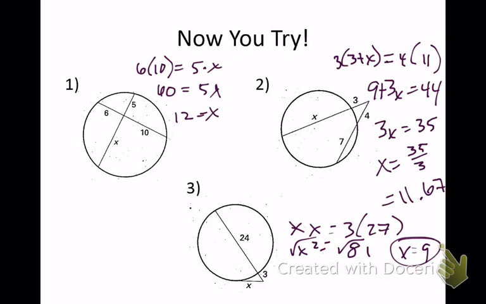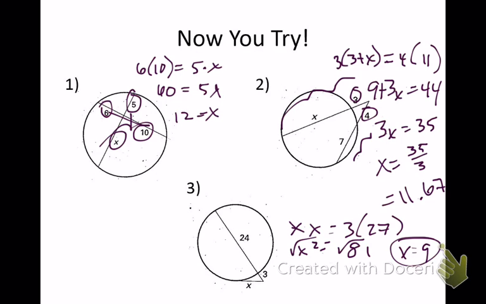All right, did you get this? Right, so the first one, the segments are crossing inside. So we're going to do piece times piece equals piece times piece. And so that's where that equation comes from. Number 2, the 2 segments are crossing outside the circle, so we're taking outside piece times whole, outside piece times whole, and you get that.